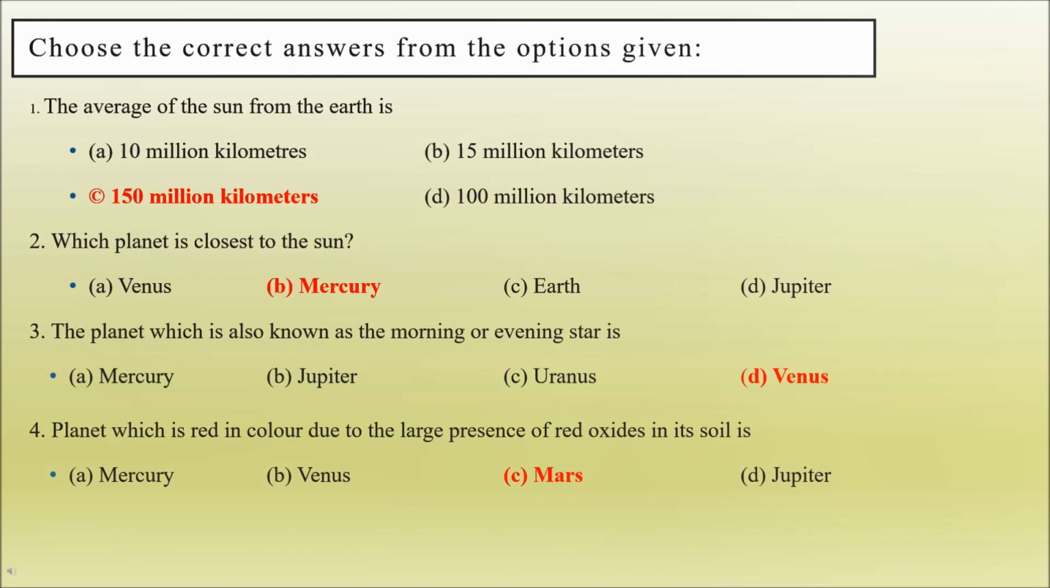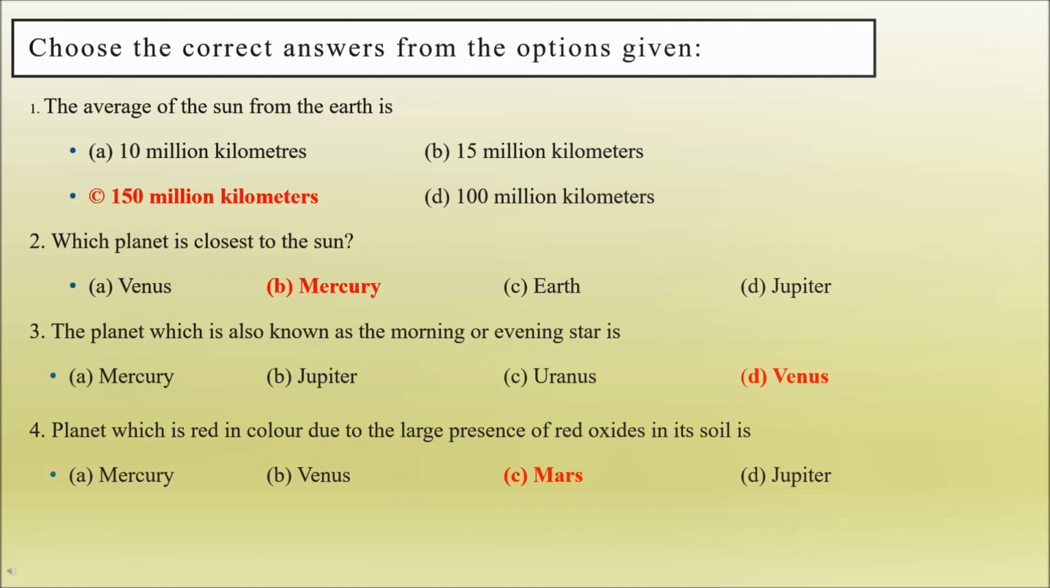Children, now we will see the question answers from the lesson The Earth and the Solar System. As usual, we will start with choose the correct answers. The first one, the average distance of the Sun from the Earth is 150 million kilometers. Which planet is closest to the Sun? Mercury. Mercury is the closest planet to the Sun. The planet which is also known as the morning or evening star is Venus. So Venus is also known as the morning or evening star.